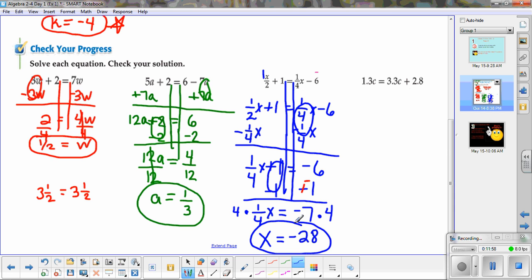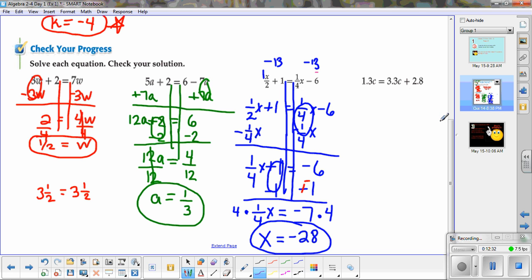Now, if you wanted to check this, you would plug it in here. -28 divided by 2 is -14. -14 plus 1 is -13 on the left. And then on the other side, 1/4 times -28, or 1/4 of -28, is a -7. And -7 take away 6 more is -13. So that one checks out as well.